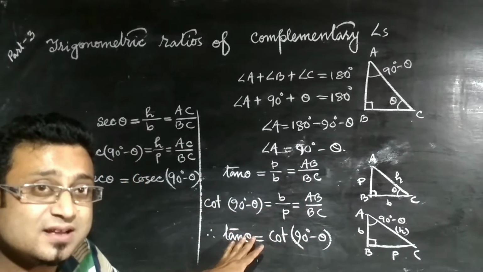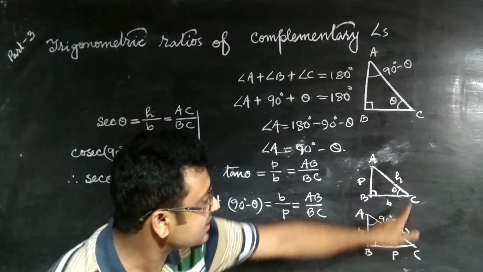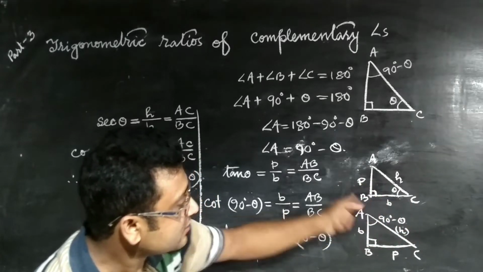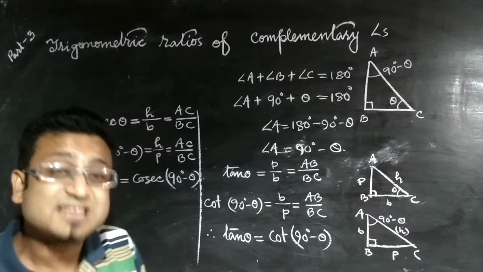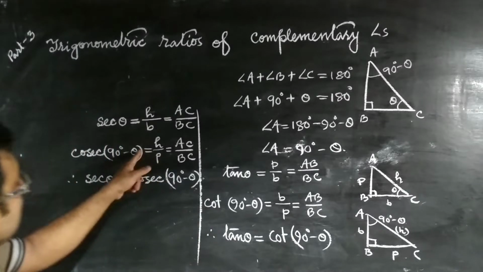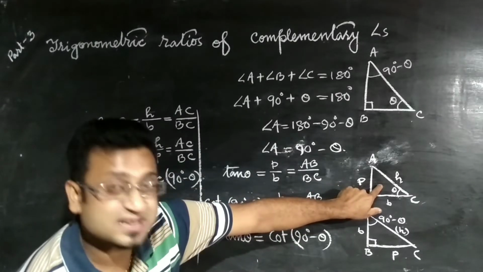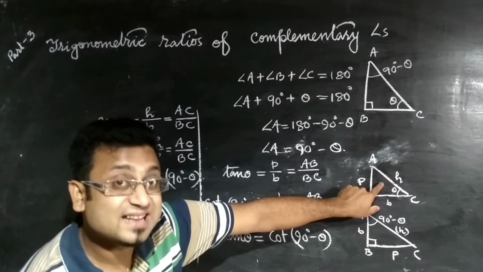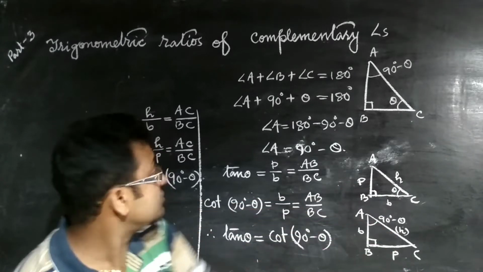That means whatever is tan theta from this side, we are going to get the same thing whenever we consider cot from this side. Clear? Now if you consider from this triangle sec theta, sec is the opposite of cos.